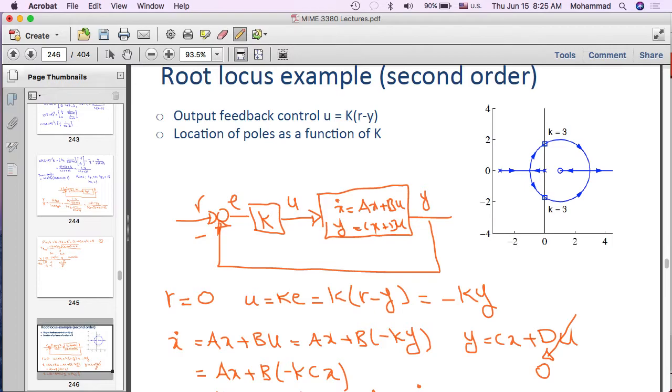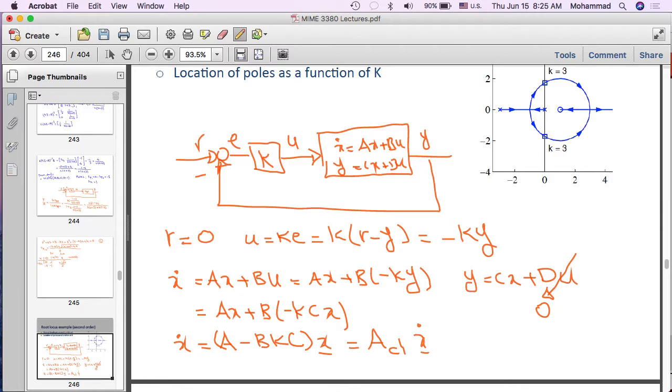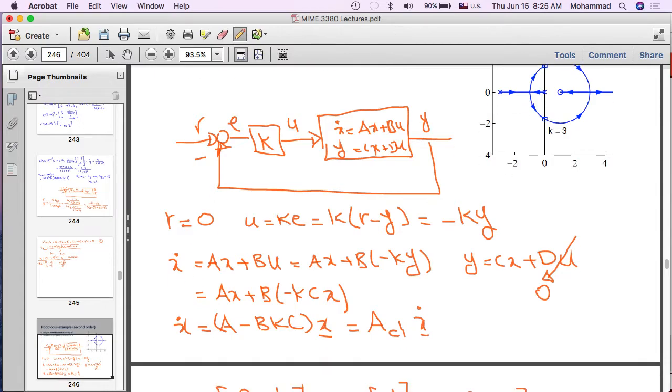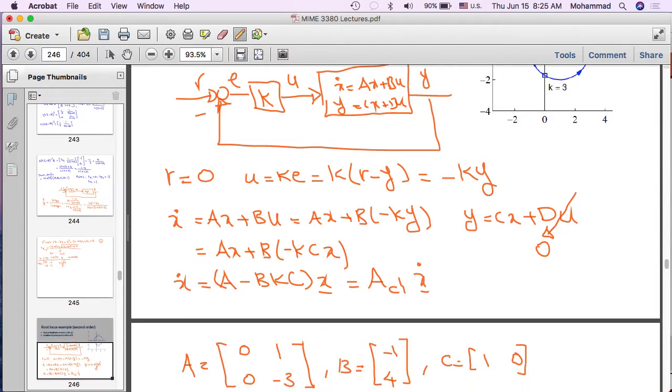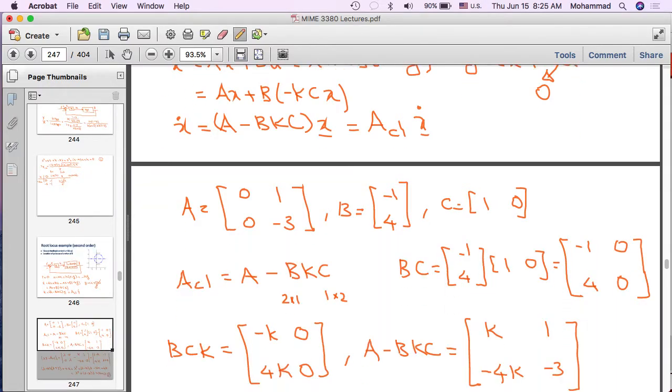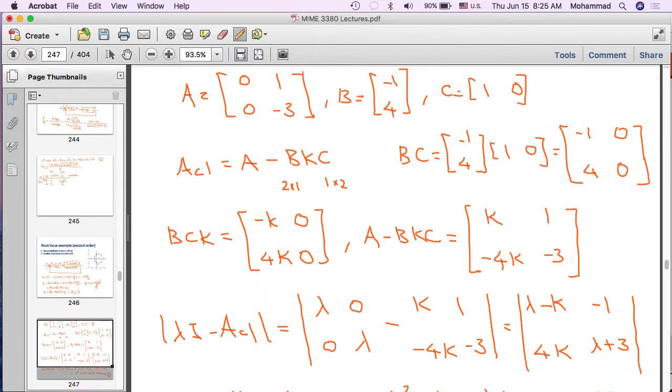The other approach is to just stay in the state space model and repeat the same process. There we made a simplifying assumption that R was equal to 0 and found the closed loop A matrix. The closed loop A matrix is A of open loop minus B of open loop times K times C, where K is the controller gain, the proportional gain. We applied this formula to our system and found A of closed loop, and as you expect, A of closed loop is a function of K. So when you find A of closed loop, K would be very much present.